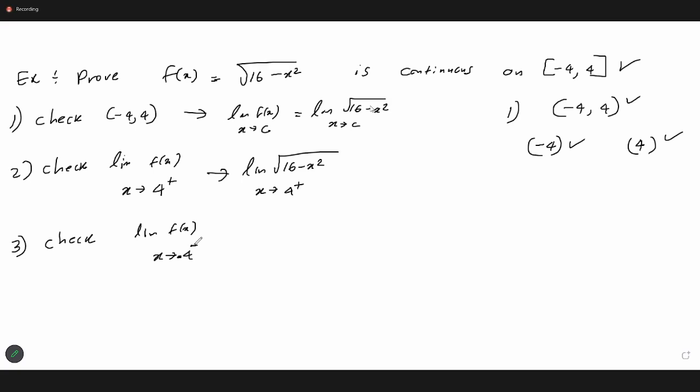Okay, we have to check the limit of f(x) when x approaches negative 4. Is this correct, what I am writing here? We are right when x approaches 4 from the positive end.